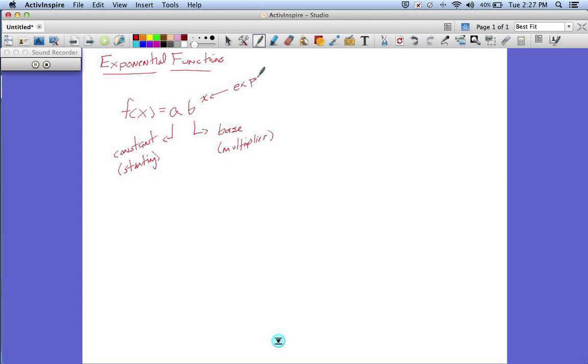And more often than not, in real-world examples, the exponent will be your time.